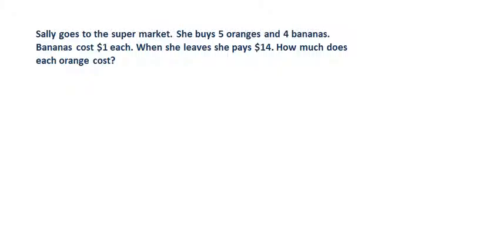Okay, so let's highlight the important information in this question. We know that she buys 5 oranges and 4 bananas. And we know that each banana costs $1, and that when she leaves, she pays $14. So we need to look for what each orange costs. So we're going to say x is equal to the price of 1 orange.